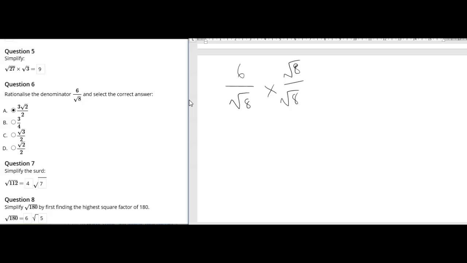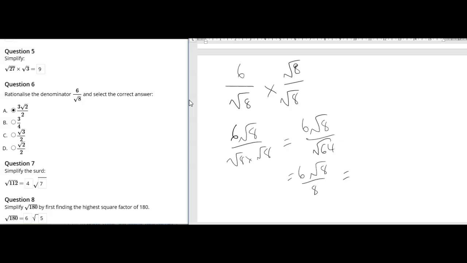Now we multiply. When you're multiplying fractions, you multiply the top, so 6 root 8, and we multiply the bottom, so we've got root 8 times root 8. Once you're used to rationalizing the denominator, you know it's going to be 8, but let's just do the working out anyway. 8 times 8 is 64, and the square root of 64 is 8.